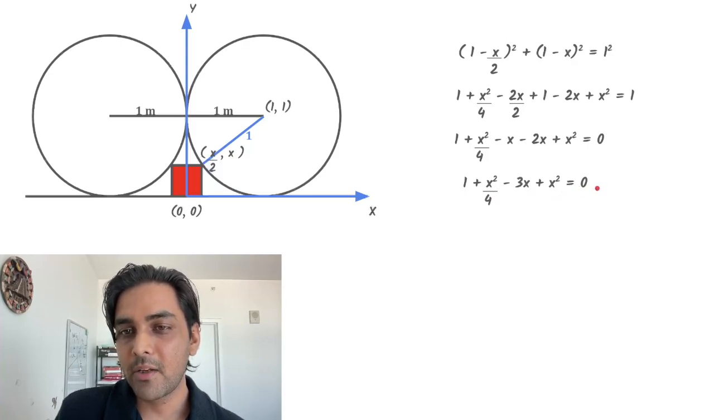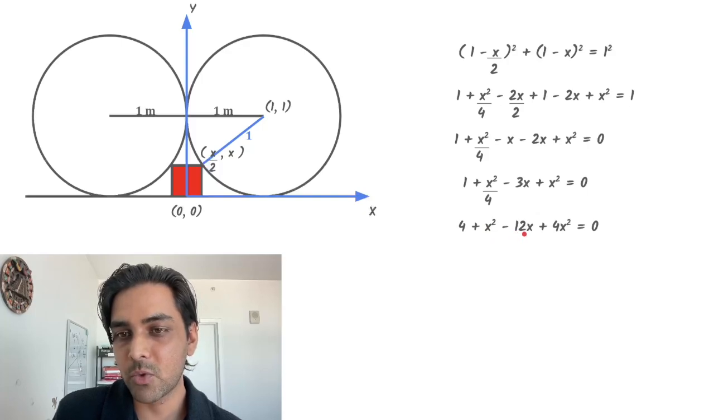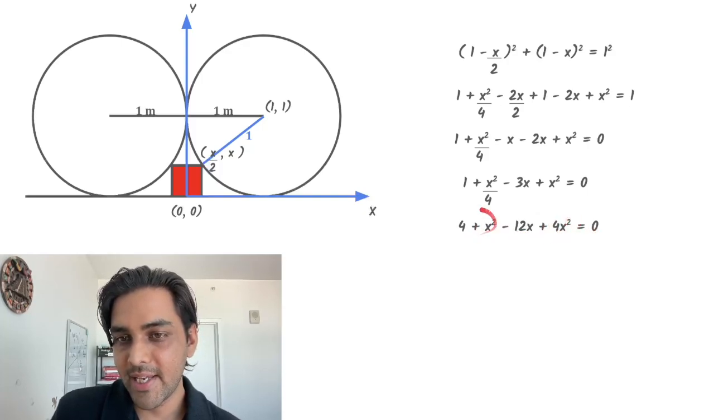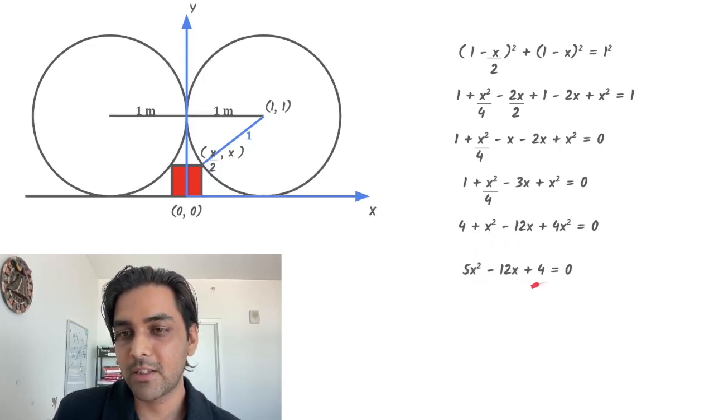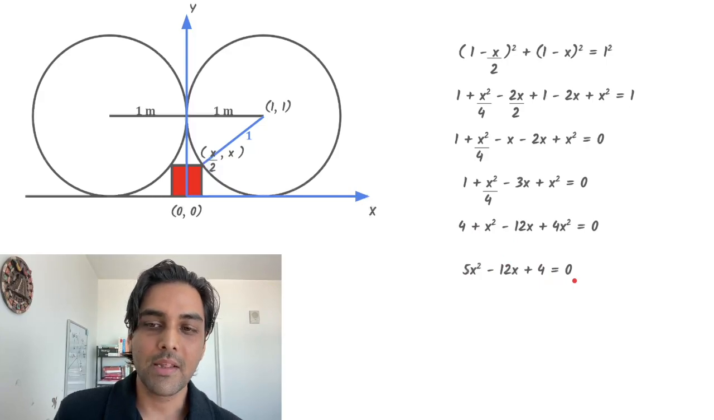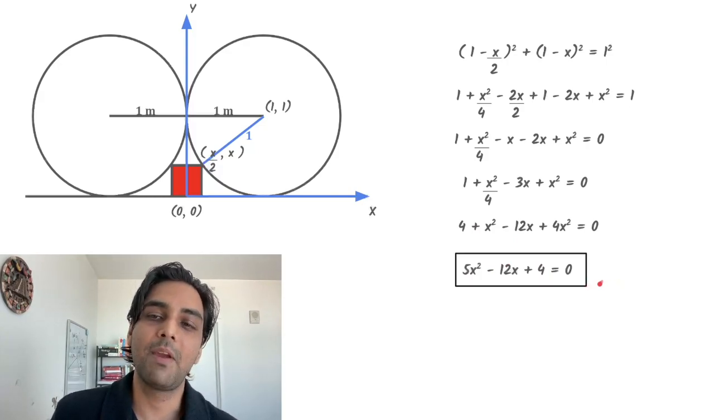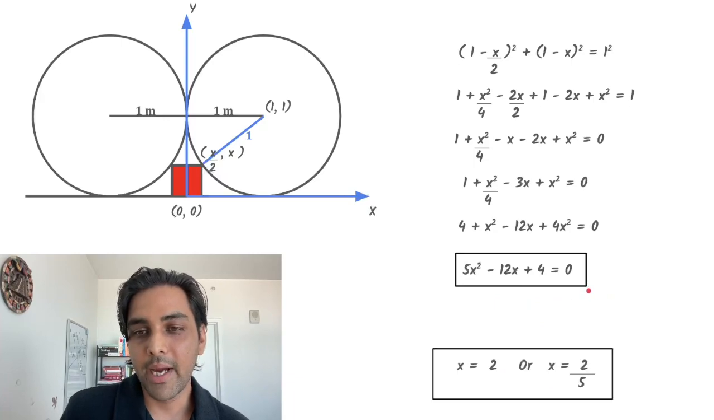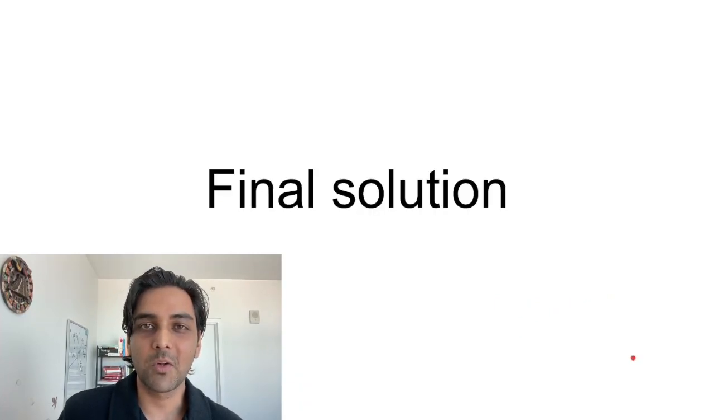Now let's multiply the whole equation by 4, and we get x squared minus 12x plus 4x squared equals 0. This 4x squared and this x squared will add up to 5x squared, and we will get 5x squared minus 12x plus 4 equals 0. And the second method also gives us the same equation that we got from the first method. And we know that when you solve this, you will get x equals 2 or x equals 2 divided by 5.